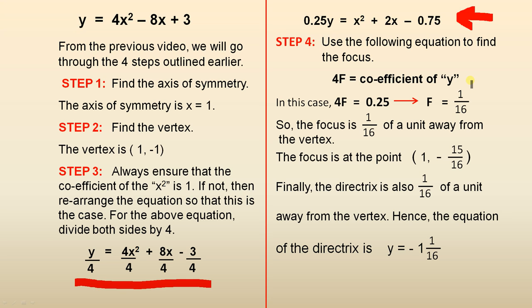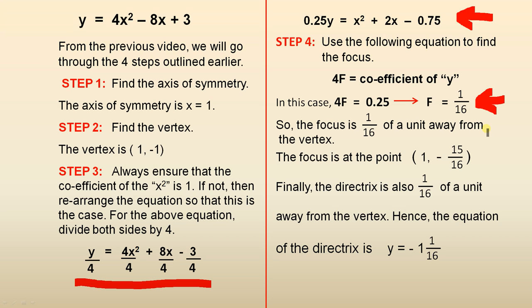4f equals the coefficient of y. Now we mentioned this in the previous video. In this case, 4f equals 0.25. If we divide both sides by 4, we get f equals 0.25 over 4, which is 1 over 16. So f equals 1 over 16.